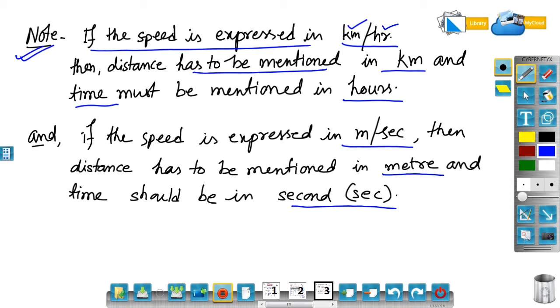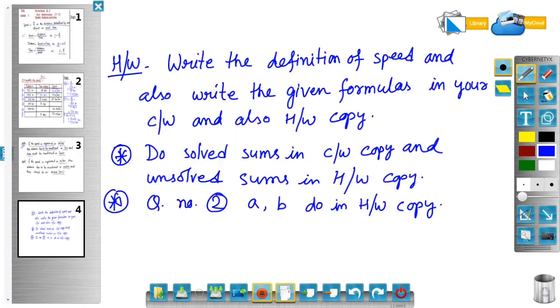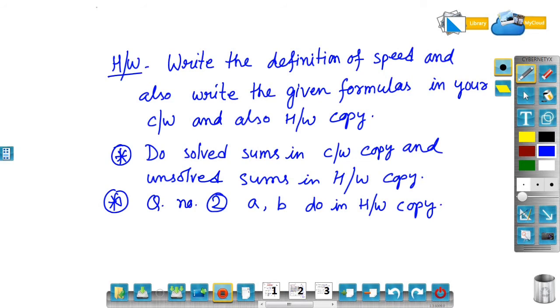Now, for the next, some homework is given here. I hope question number 2, look at your book, read the question at first carefully.